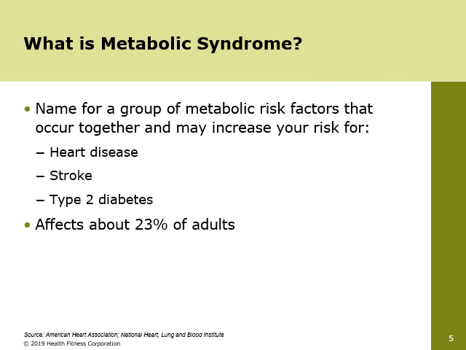So the big question, what is metabolic syndrome? It is the name for a group of metabolic risk factors that, when they occur together, may increase your risk for heart disease, stroke, and type 2 diabetes. According to the American Heart Association, about 23%, or about 1 in 4 almost, of U.S. adults have metabolic syndrome. Studies show that individuals with this syndrome are twice as likely to develop heart disease and 5 times more likely to develop type 2 diabetes.